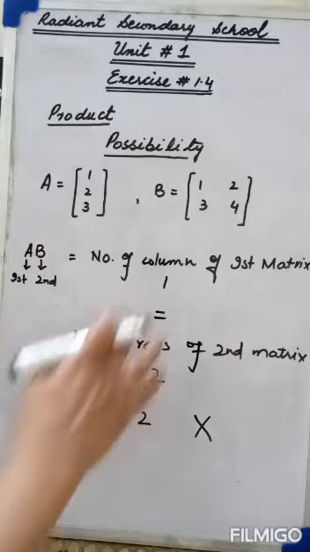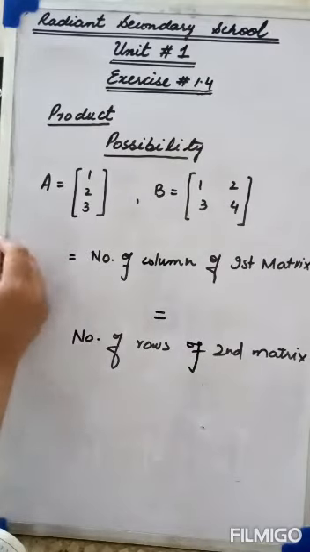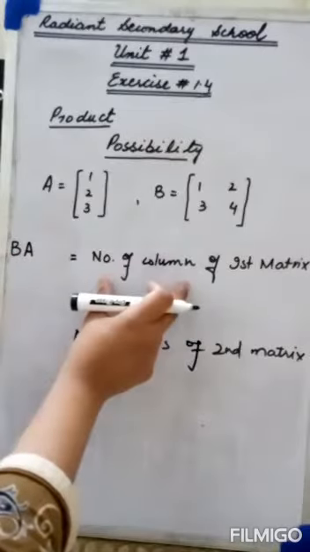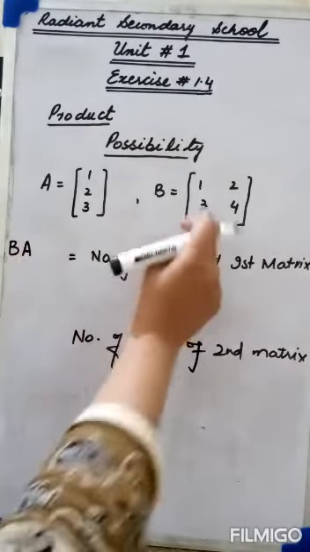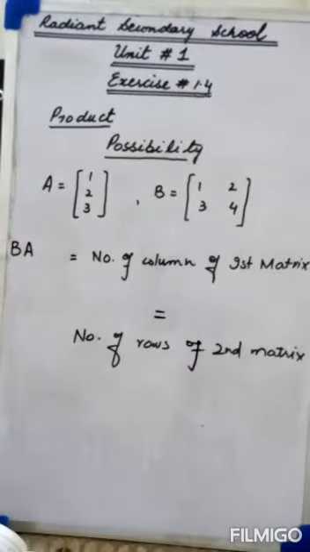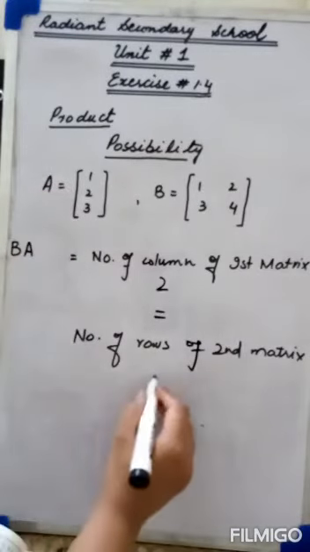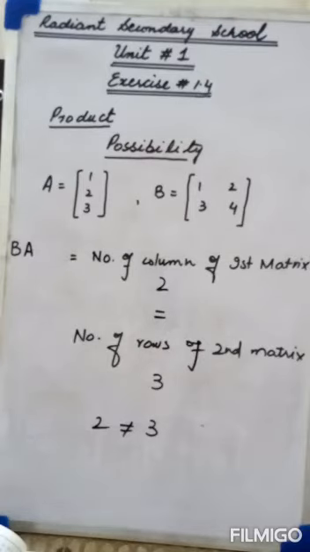Now you can also check the product BA. BA means now the matrix B is the first matrix and matrix A is the second matrix. Now we will check the number of columns of the first matrix. Now this is B and the second matrix is A. So now the number of columns of the first matrix is 2, and the number of rows of the second matrix is 3. Again 2 is not equal to 3, so the product is not possible.